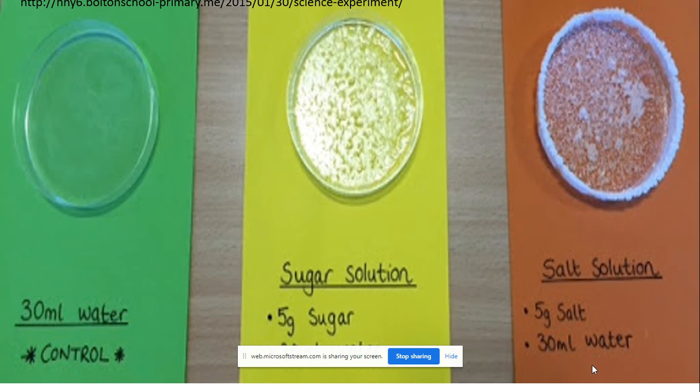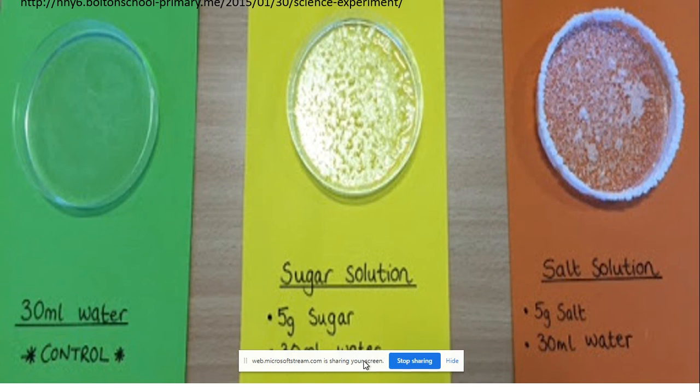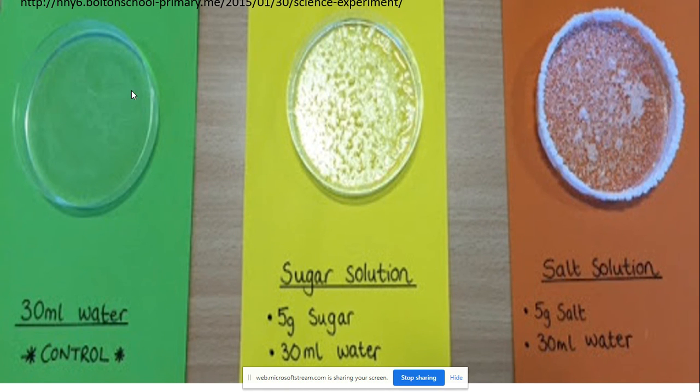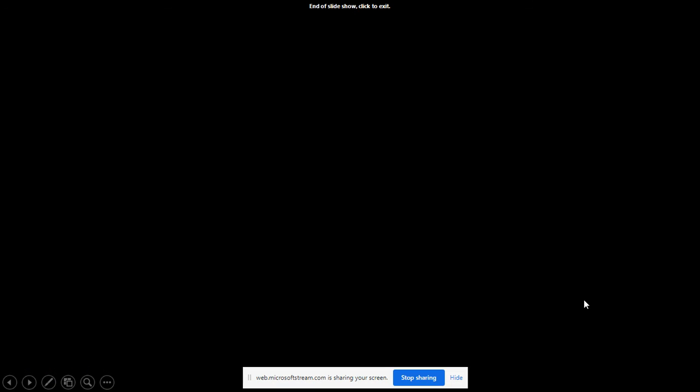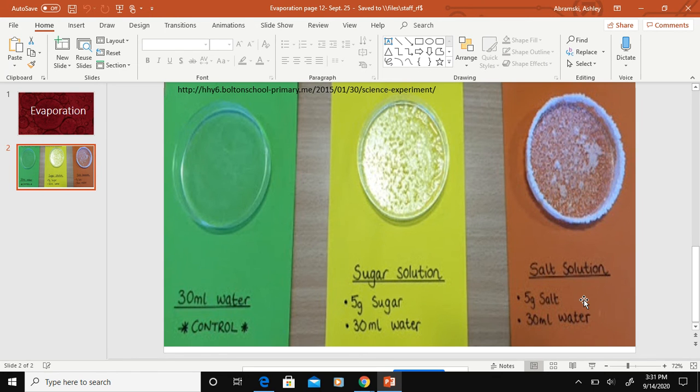So let's see. This is what it is, and you can see that they used a control, which is right here, which is the water. Then they used the sugar solution, which is 5 grams of sugar, and the water was, again, the control. Then we have the salt solution. Again, 5 grams. They stayed consistent with the mass that they had, and then they have their water there. So we can see the different ones that we have.